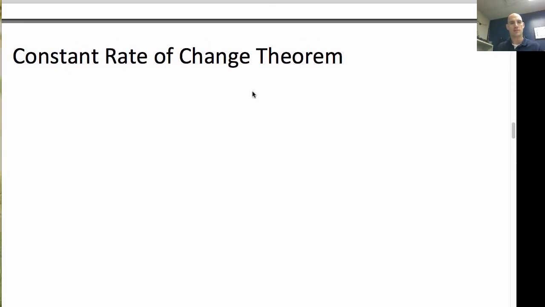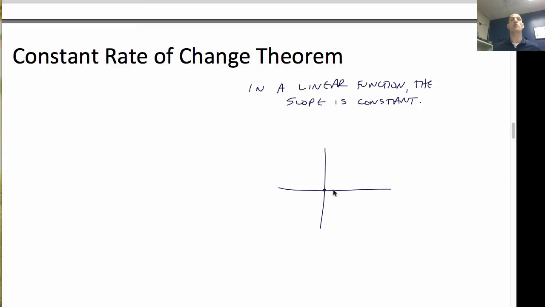The constant rate of change theorem says in a linear function, the slope is constant. Okay, the slope is constant. Well, think about that. If you've got a line here, the earliest way that we learned to graph was, okay, count out the slopes. So like up 2 over 1. Well, then you'd go up 2 over 1, up 2 over 1. And so it gives you a line because every slope is the same.